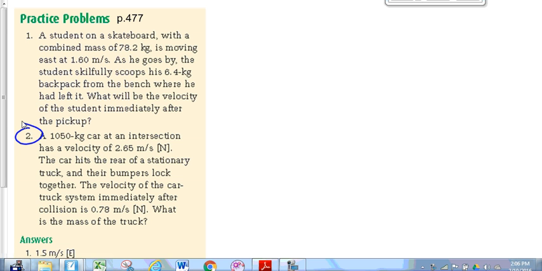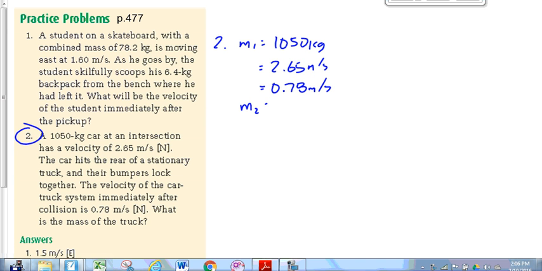All right, let's write down some givens here. We're going to call object number 1 the 1,050 kilogram car. So call that M1. We're going to say that something is 2.65 meters per second. We're going to say that something is 0.78 meters per second. And we're looking for the mass of the truck, object number 2.